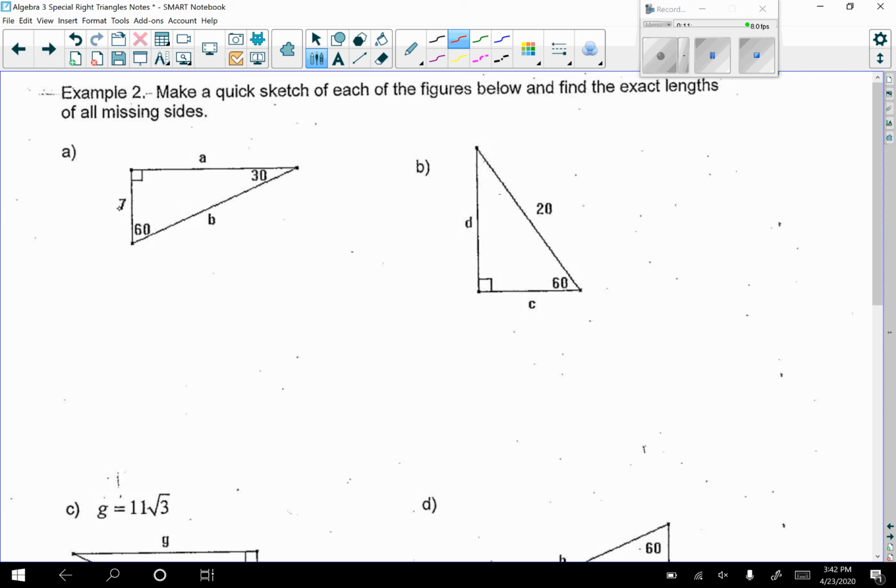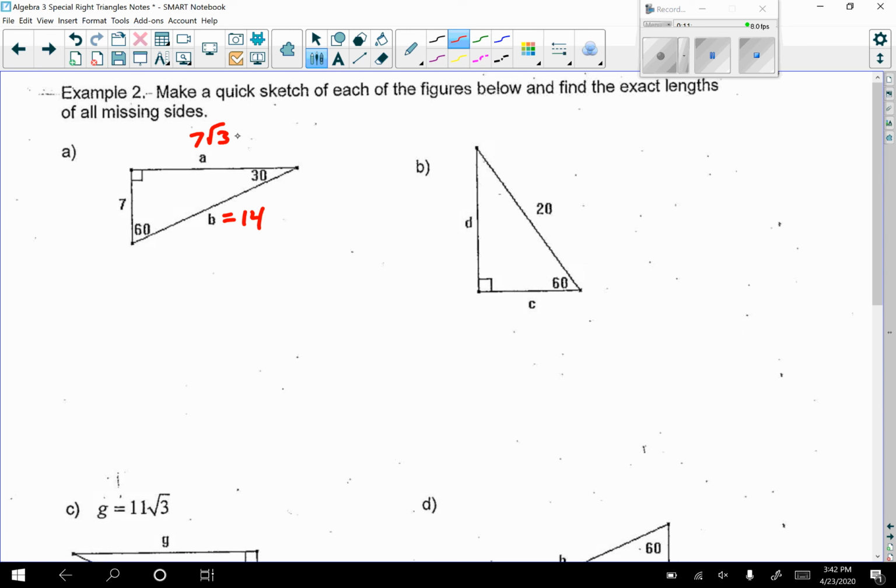So here, the short leg is 7 in example A. Right away, the hypotenuse is going to be double that. So B, real quick, we could say is 14. And then side A, which is the longer leg, that's just 7 radical 3. So it's a very straightforward process when the short leg is given to us.